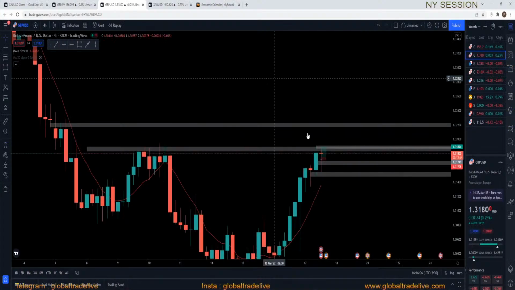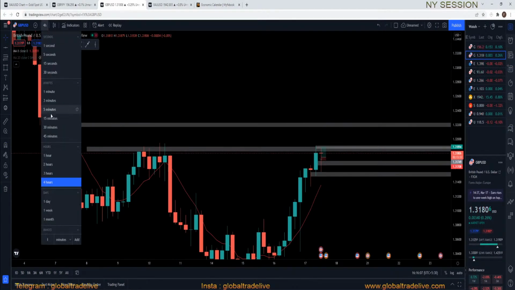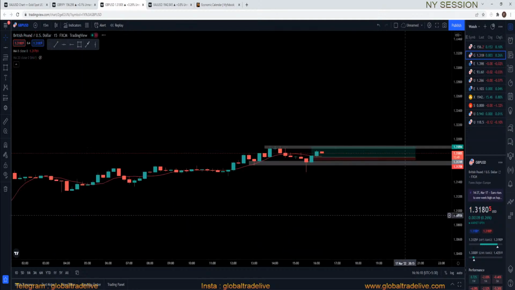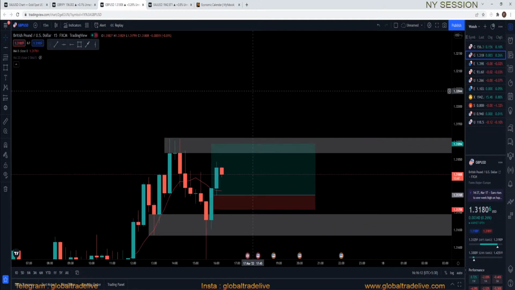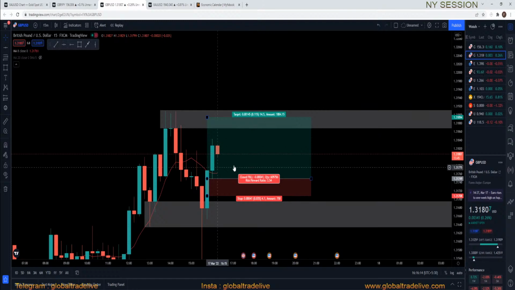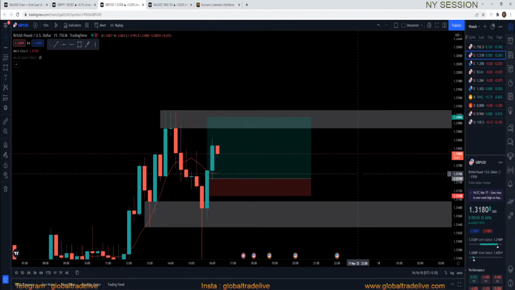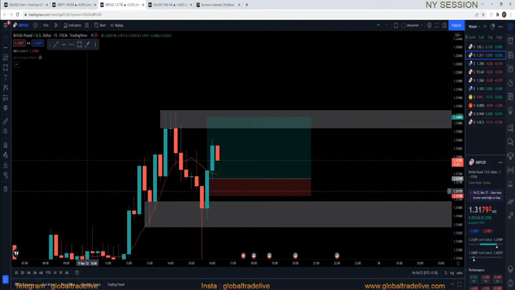Otherwise, if my idea fails and it just goes back to break even, I might close everything, because it already went up 9.6 pips. I'm waiting for the market to hit 10 pips so that I can close half and leave the runner running. So that's the idea.